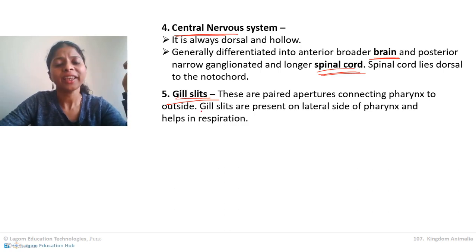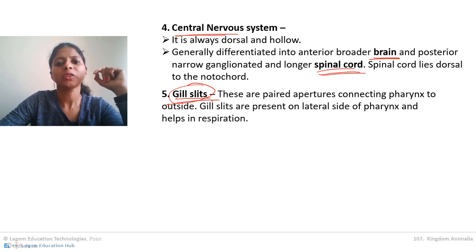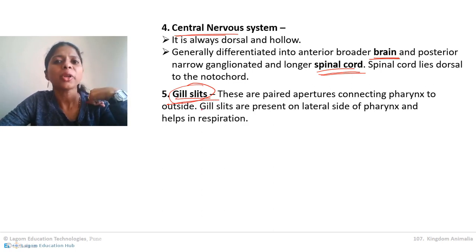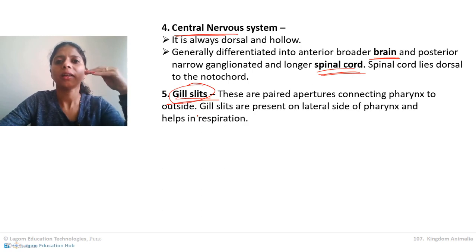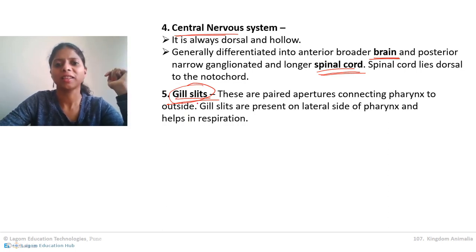Is a cow having gills? No, correct? Then why is this characteristic diagnostic? Now remember, it is the presence of gills at some stages of life. In the early embryonic condition, when we are growing, we show the presence of gill slits, and afterward they get replaced by lungs. So at least in certain stages of life, all chordates show the presence of gill slits.